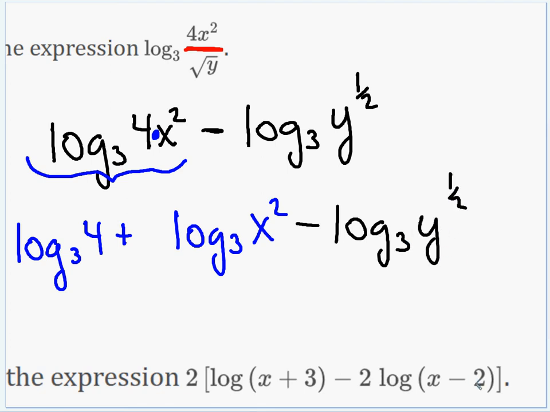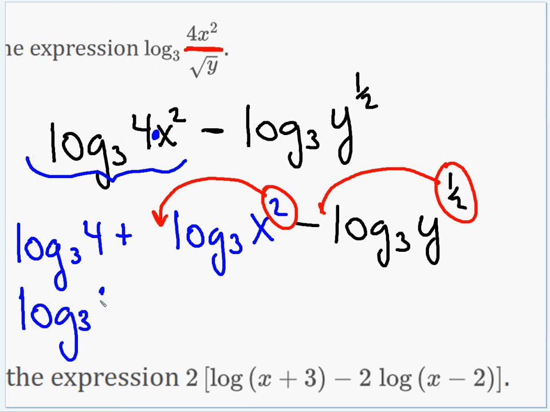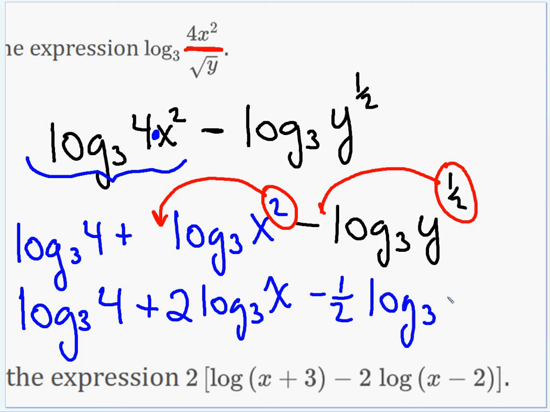Last step, bring exponents down. This squared will come down front. This 1/2 will too. And here's our final answer. Log base 3 of 4 plus 2 log base 3 of x minus 1/2 log base 3 of y. Beautiful.